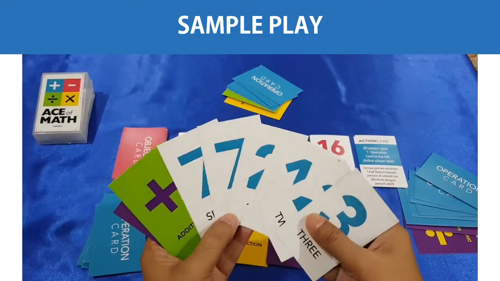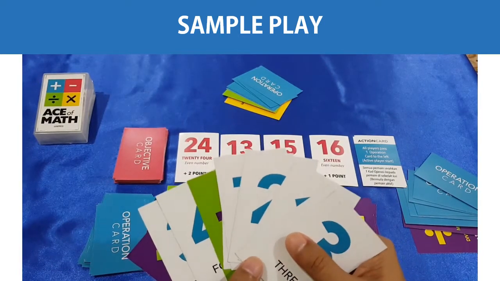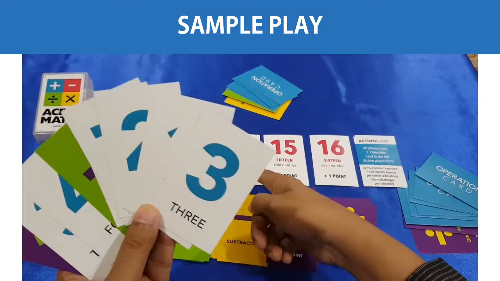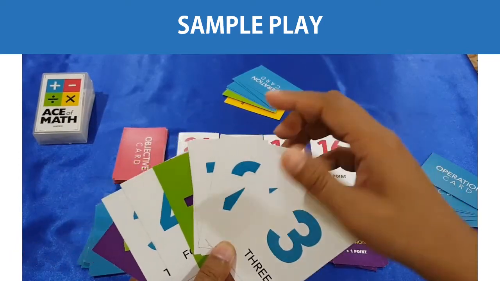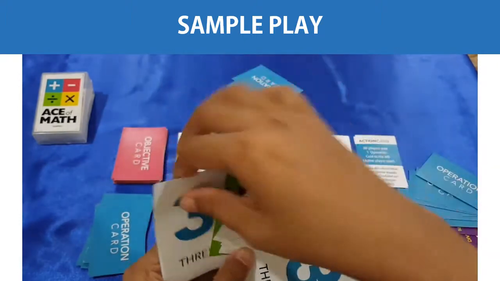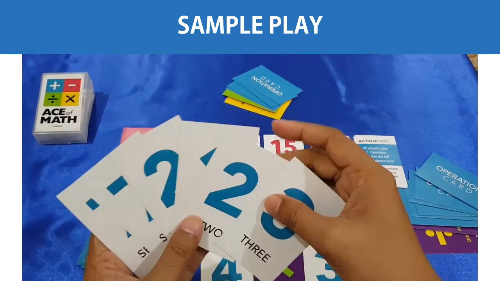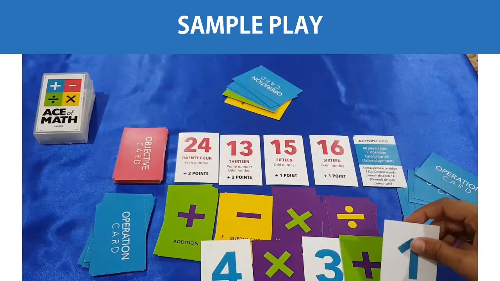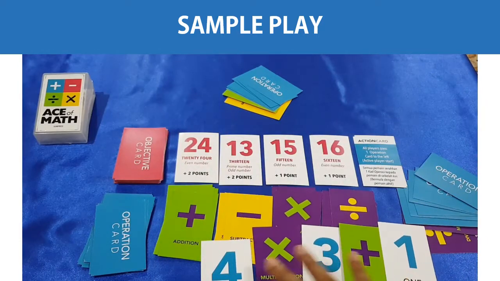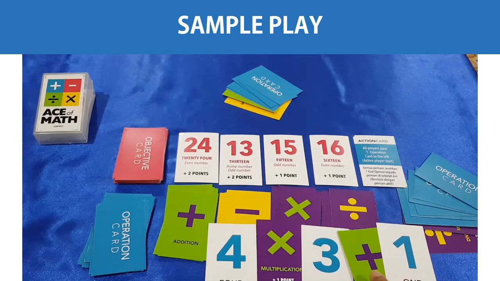From the cards that he has, he can produce the number 13 by forming an expression consisting of 4 multiplied by 3 and then add 1 here. With this expression, it will form 13.